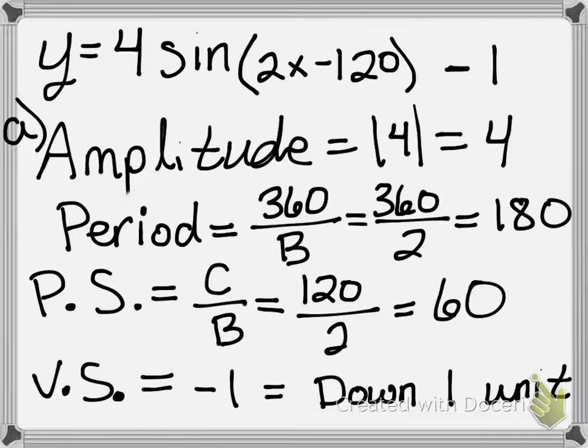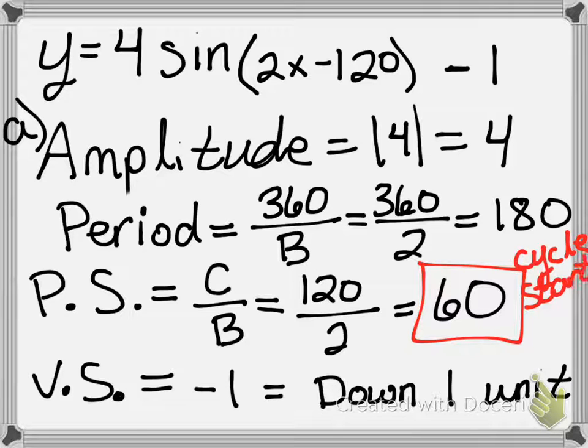What's also really, really important is our phase shift. This is where the cycle is going to start. Usually sine starts at 0 and goes to 360. This time we're going to start at 60 degrees and we're going to go a certain distance.